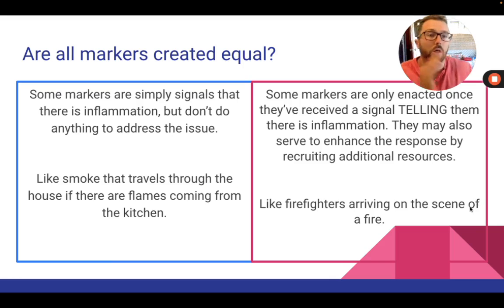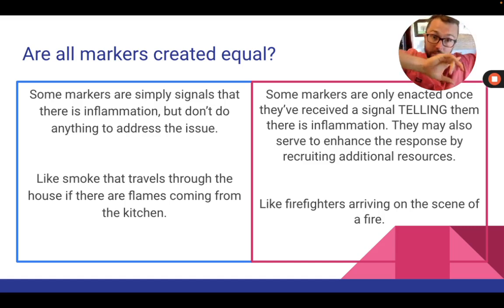So all these markers don't do the same thing, right? You can't just say, oh yeah, inflammation happens. There are different roles within the inflammatory process. So on the left-hand side, some markers are simply signals that there is inflammation, but they don't do anything about it. It's like smoke from a fire. Smoke does nothing to put a fire out. It's just saying, hey, there's a fire going on here.